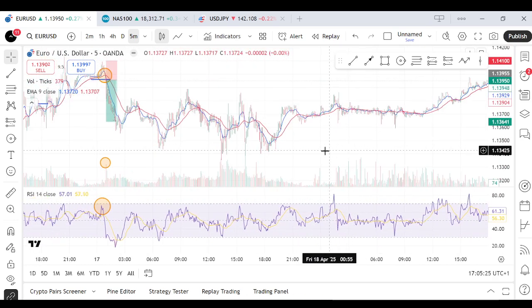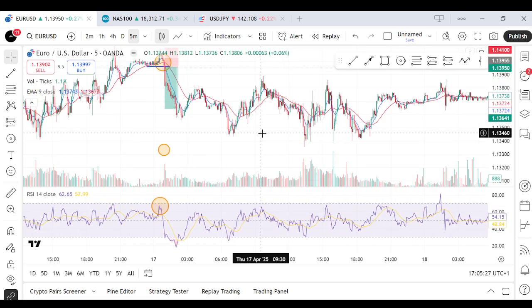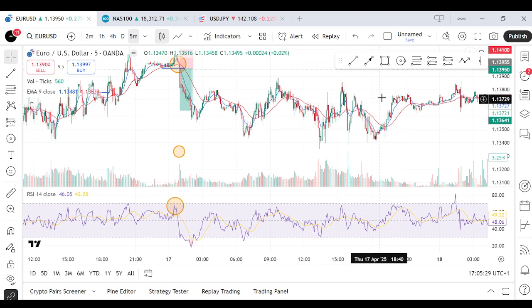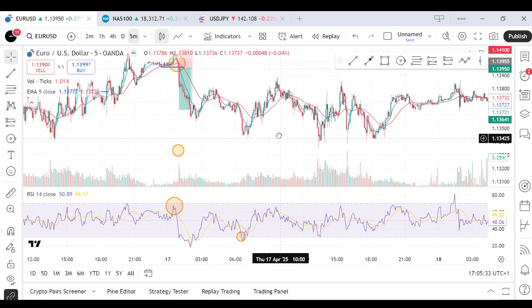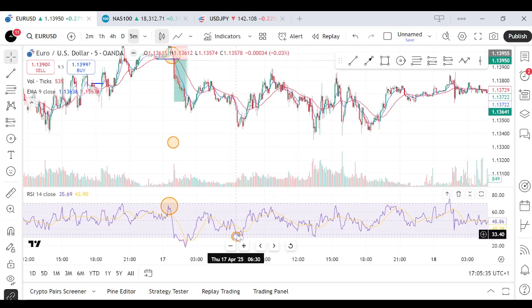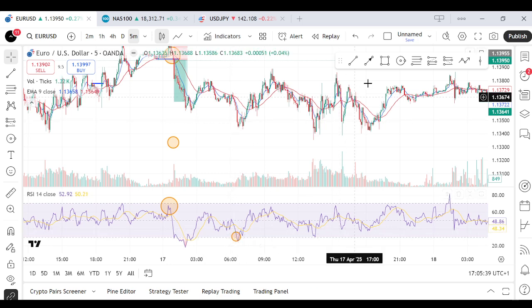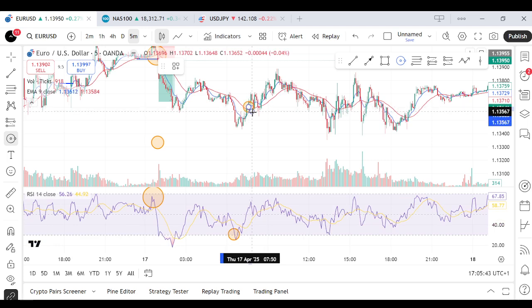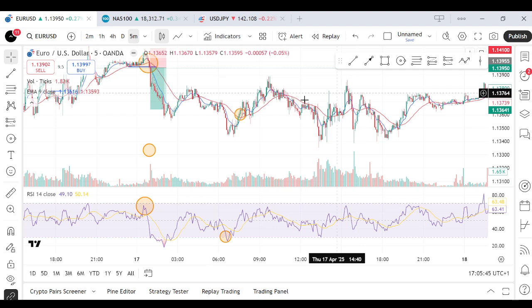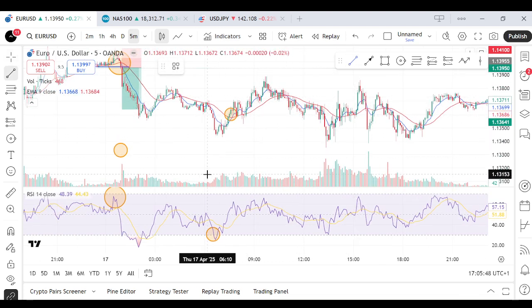Here you can see price being below the 30 level, and at the same time price started moving from below 30 to above. Below 30 means that it has been oversold. We also have a crossover on the EMAs here, and we have price increasing in volume right here.